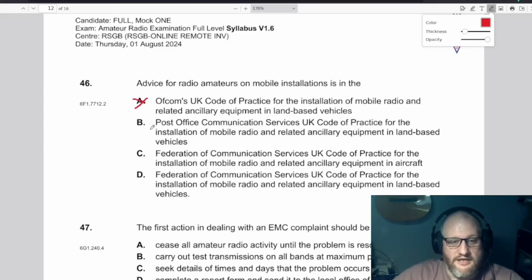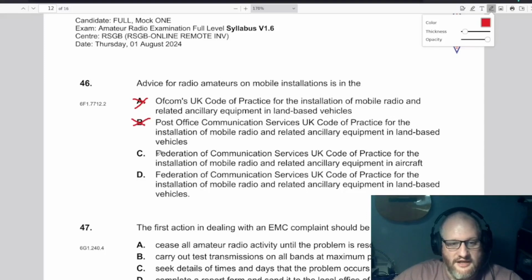And we've got option B, the Post Office Communication Services UK Code of Practice for the same. For similar reasons, we can strike this one out actually, because the Post Office historically was involved in what Ofcom now does, as the GPO, but again they don't publish any specific code of practice for installation for mobile installations, and they're not actually involved in the regulation anymore, because that's what Ofcom does.